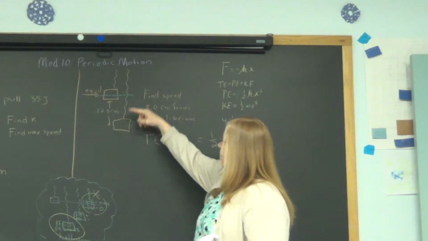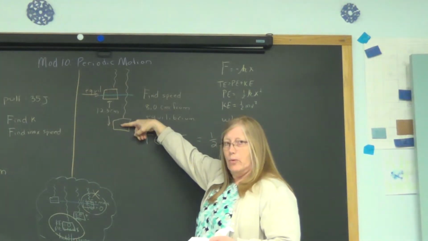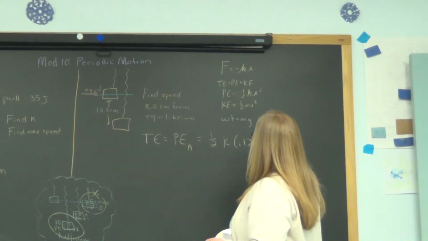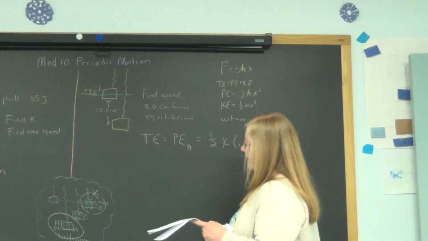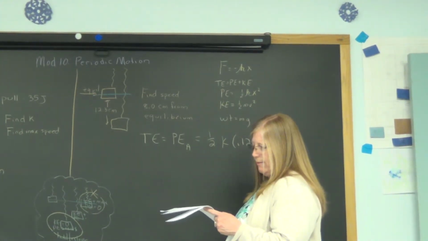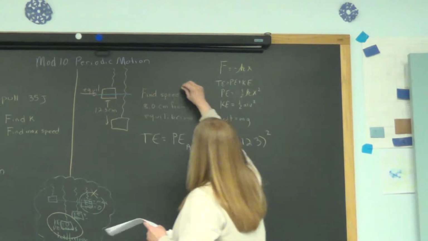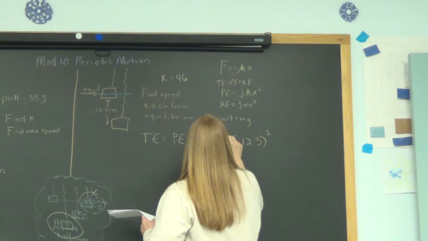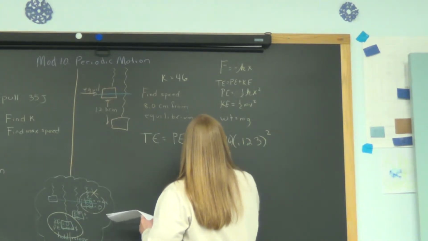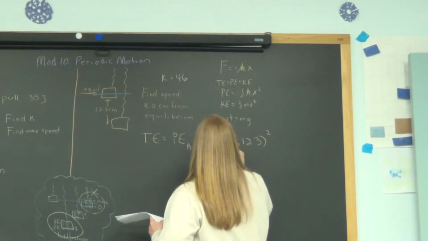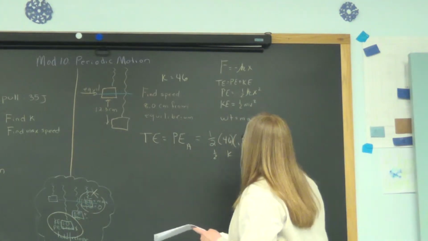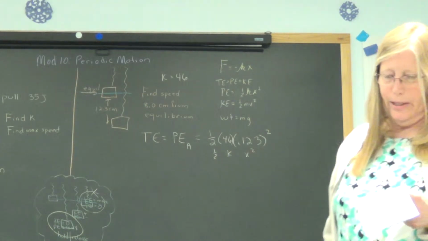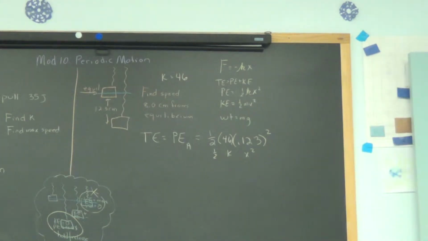What's x at amplitude in this one? 0.123. Because we're using meters, and that's squared. K, did I give you k? Yeah, it's 46. I did? Okay, so I failed to put that up here. 46? Okay, that's helpful. So we have 46, so this is the 1/2, this is the k, and this is the x squared. All right, calculate that, or did we already? What was it? 0.35. 0.35 joules was our total energy.